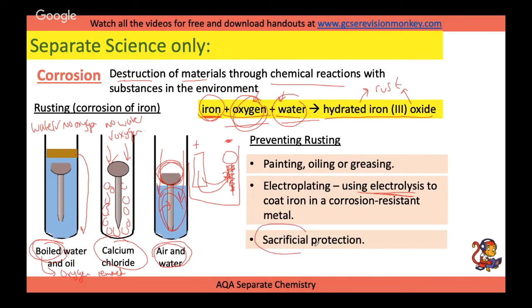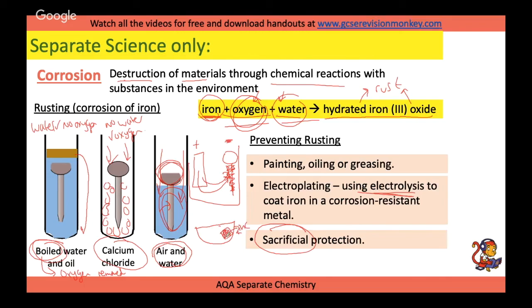This means you sacrifice one piece of metal to protect the iron. You might see this on ships, for example. If ships are made out of steel, that's got iron in it. So you might see a big lump of zinc, for example, on the side.